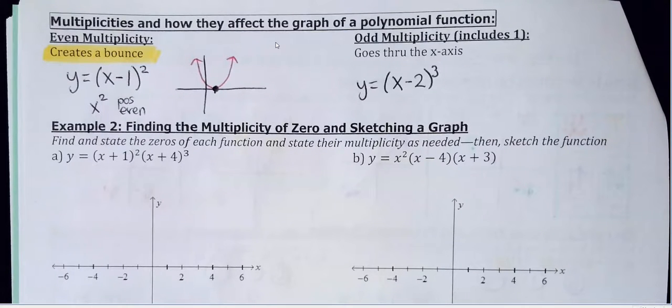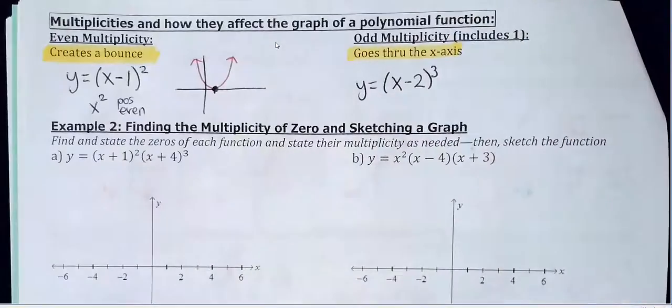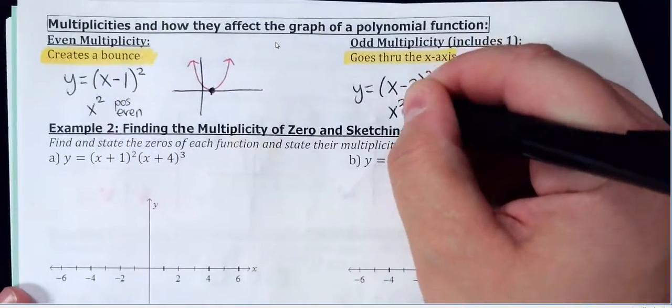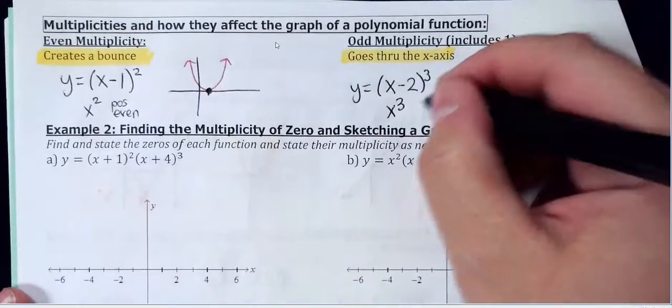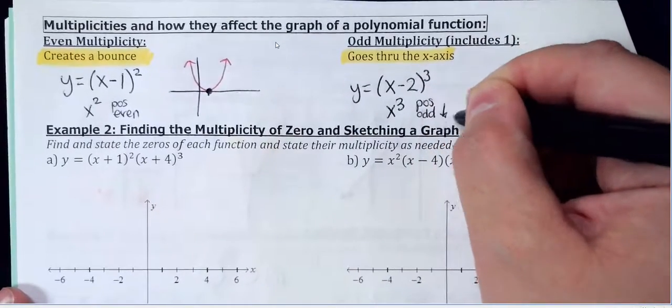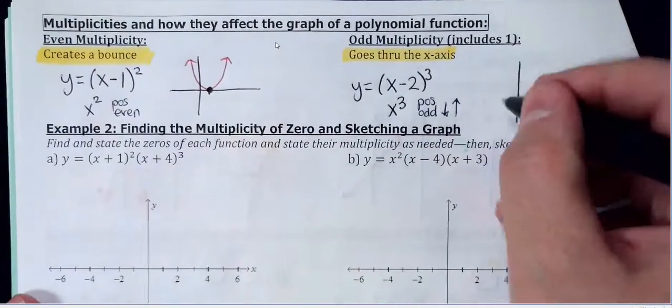Anything like 3, 5, 7, if you had any of those, it goes through the x-axis. And I know you guys aren't super familiar necessarily with cubics, but if I multiplied this all out, this would be x to the third, and so this would be positive and odd. So that would go down at the beginning and up at the end, but I'm only going to have 1, 0 here with my little example.